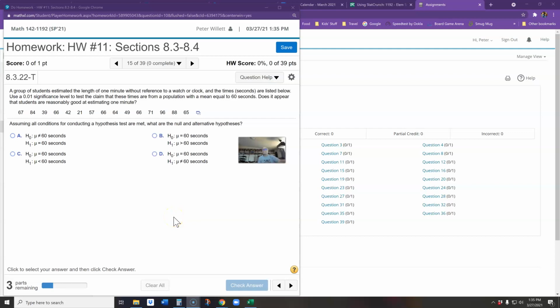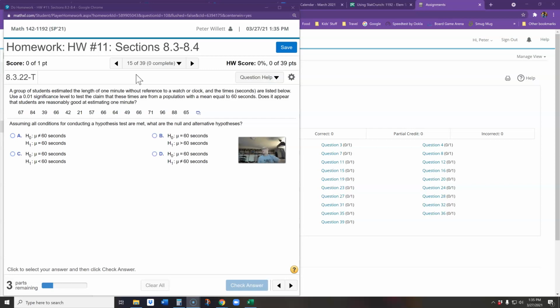Hey there, students. At this point, we are looking at an example of how to use StatCrunch to help us perform a hypothesis test on the mean value for a population. So this is problem number 15 on homework number 11, in chapter 8, from section 3.